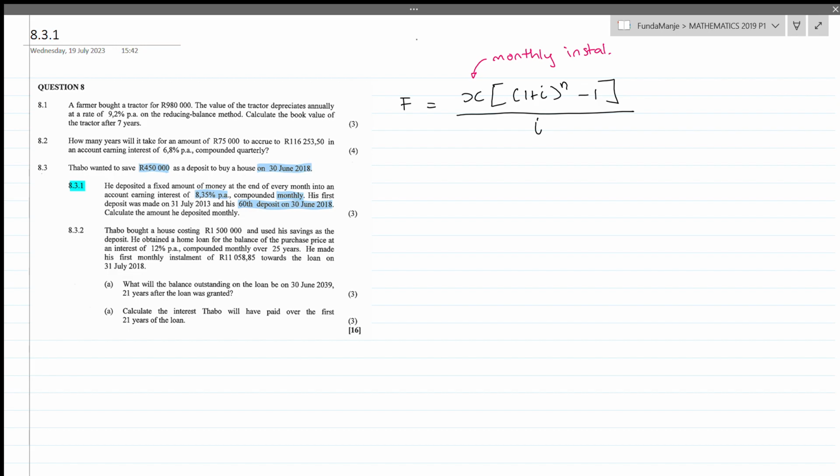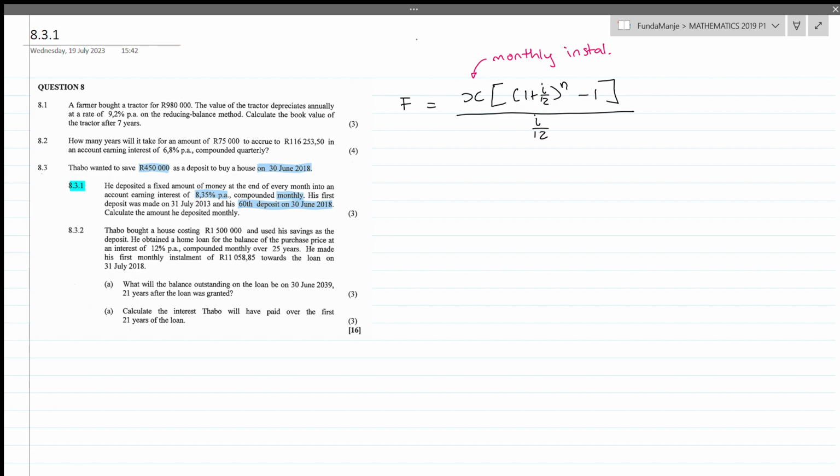So one thing to note is that our interest would be divided by 12. This is because we have it compounded monthly and we have 12 months in a year, so we need to divide that interest by 12 and then we can begin solving.